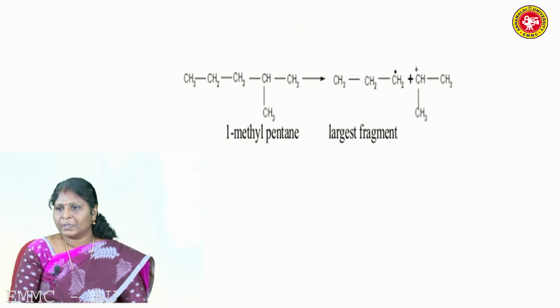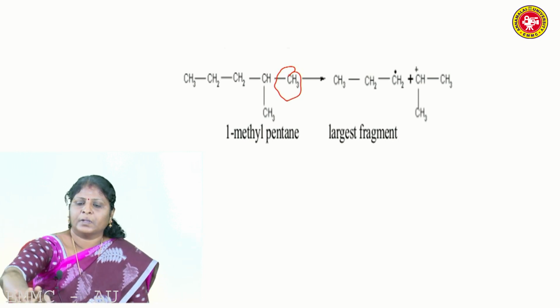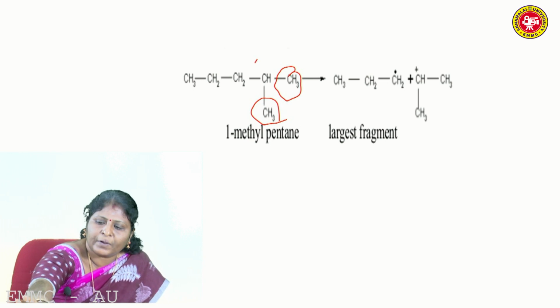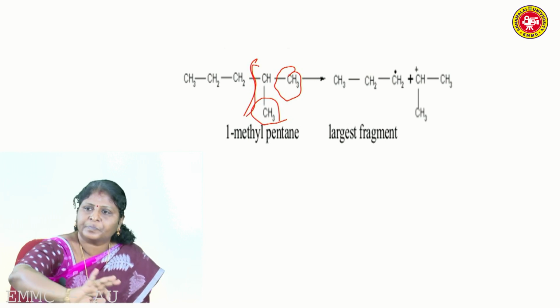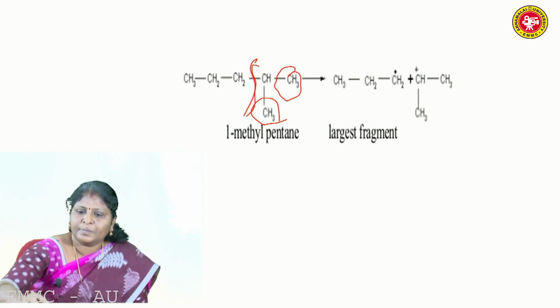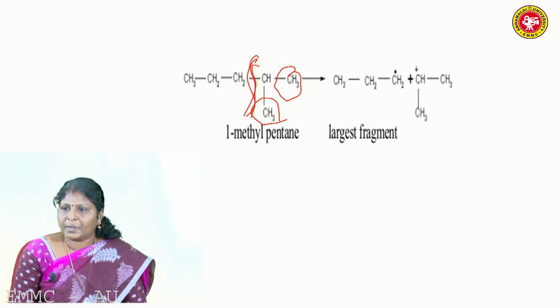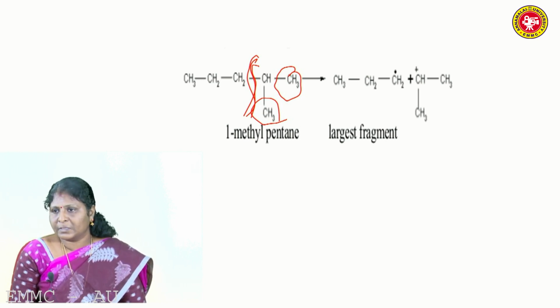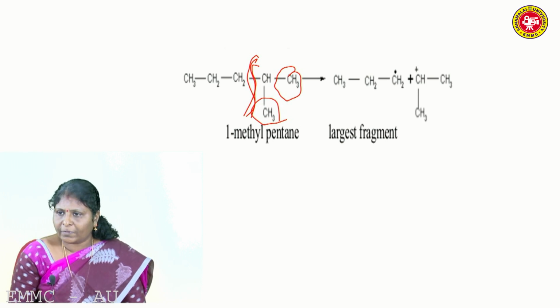For example, in the case of 2-methylhexane, there are several preferable sites for fragmentation. The fragmentation may be like this, as shown in this equation. If the fragmentation occurs in this position, then the two largest fragments are obtained, one as a propyl radical, another one as an isopropyl cation. Both are propyl only. Here, that propyl radical will rearrange itself to form an isopropyl radical. So this is the preferable fragmentation mode.